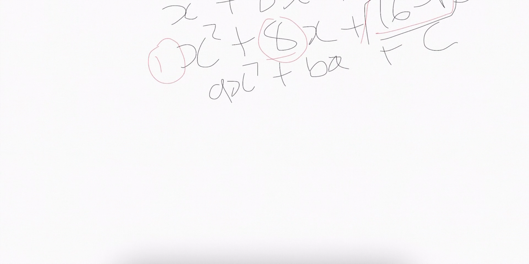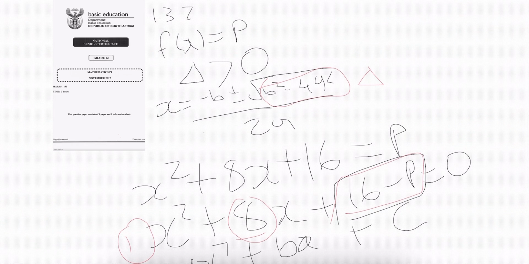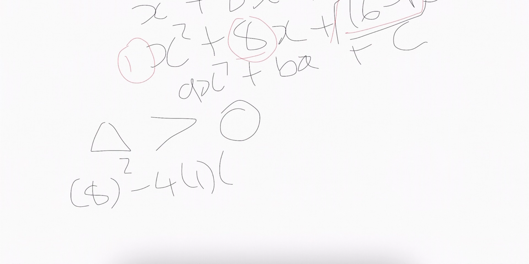If we were to determine the discriminant of this, it should be greater than 0 for this to have real roots that are unequal. Since the discriminant formula is b squared minus 4ac, what is b here? Your b is 8. So it should be 8 squared minus 4 times 1 times (16 minus p), and that should be greater than 0. That's what it's saying.